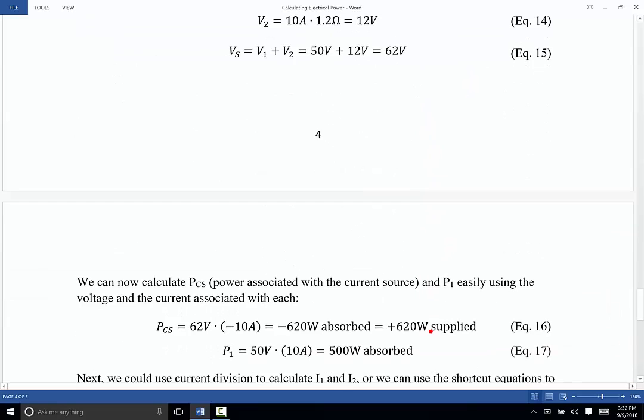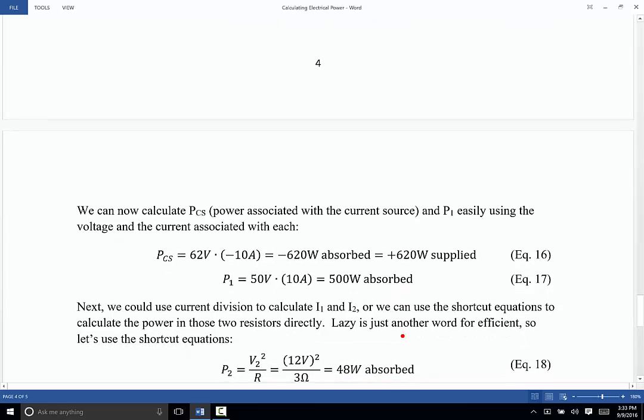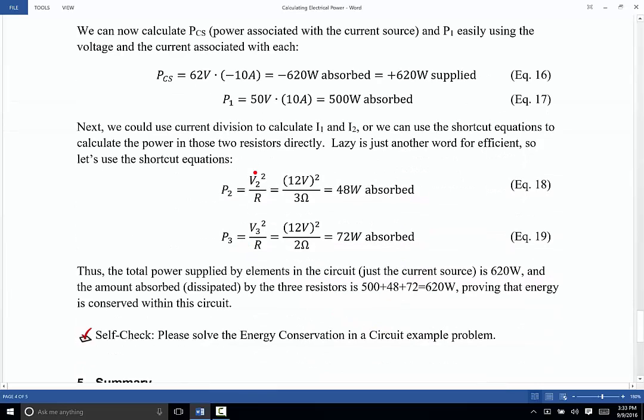So we can calculate the power associated with the current source. I'm going to have to reverse the direction of the current arrow so that it's flowing into the positive terminal. We have 62 volts times negative 10 amps. That gives us negative 620 watts being absorbed, or positive 620 watts being supplied. The power through the first resistor is 50 volts times 10 amps, which is 500 watts being absorbed. Now, we could use current division to calculate the other 2 currents, or we could just use the shortcut equations. Since we already know the voltages, let's use those shortcut equations. We get 12 squared divided by 3 and 12 squared divided by 2, which gives us 48 watts and 72 watts.